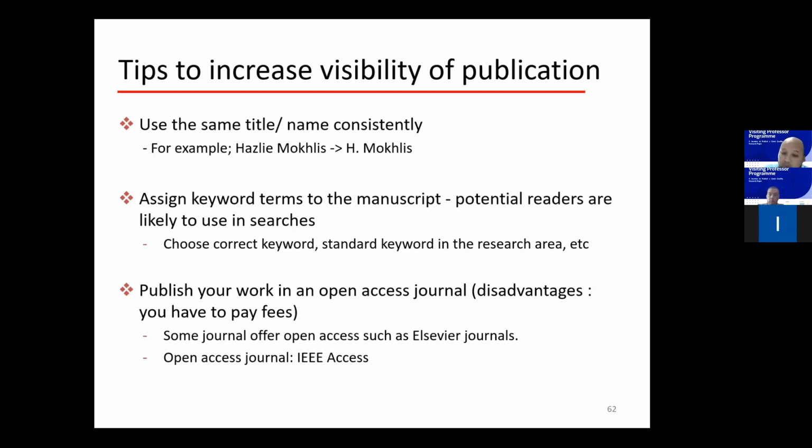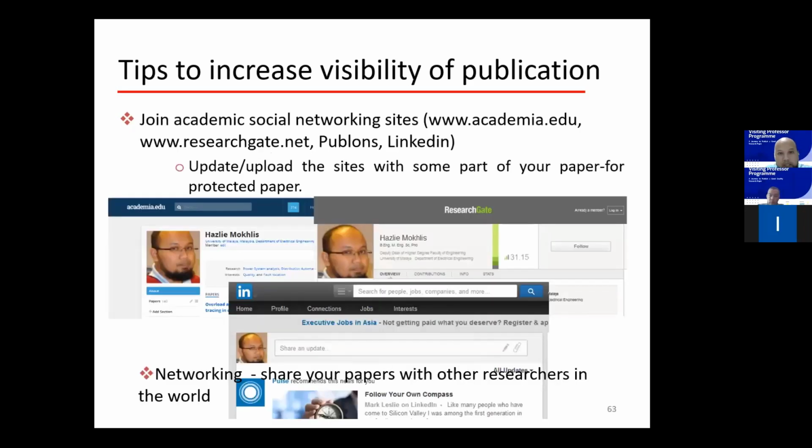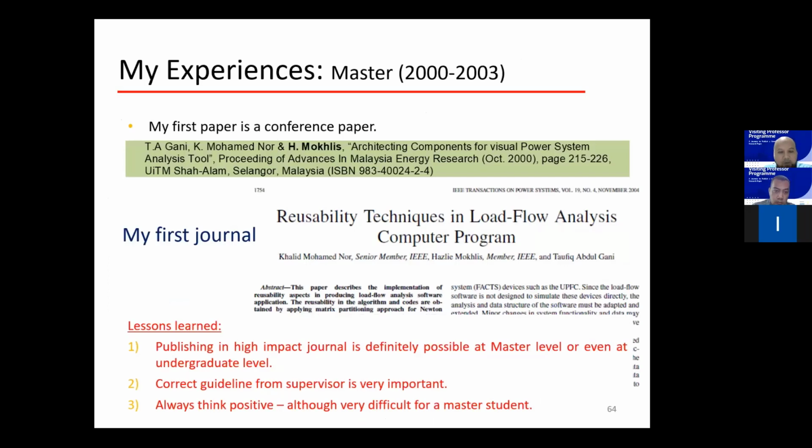And in UM also, they provide some support for publishing in open access journal, but not much, half of the price, like 3,000 ringgit, something like that. And then to increase your visibility, you can register in the social media related to academic, like Academia, ResearchGate, Publons, and others.